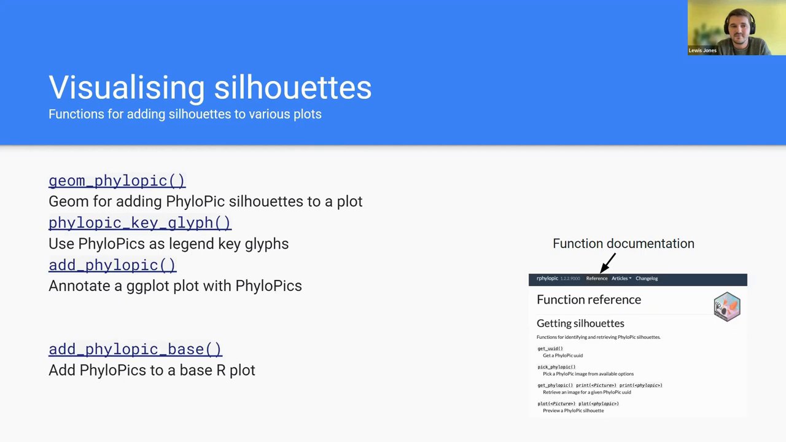And then kind of what you will be more interested in, I guess, is visualizing the silhouettes. As Will was saying, we have functionality for both base R and ggplot, and you can basically do everything in both of them. For ggplot, we have three functions. We have geom_phylopic, we have phylopic_key_glyph, which is for adding a legend to your plots, which we'll talk about a little bit later. And then we also have the add_phylopic function. Now, the equivalent to this in base R is add_phylopic_base, which we'll talk about a little bit more now.